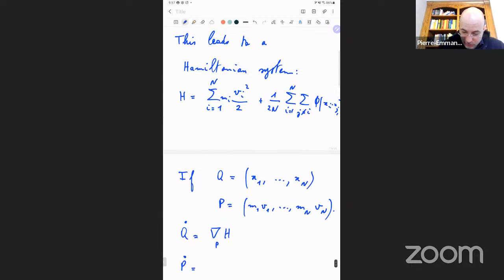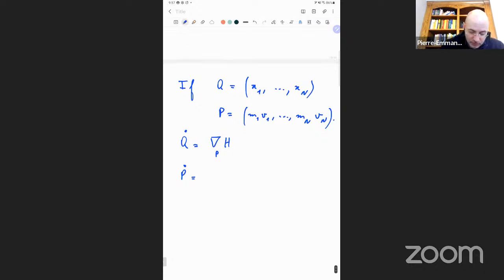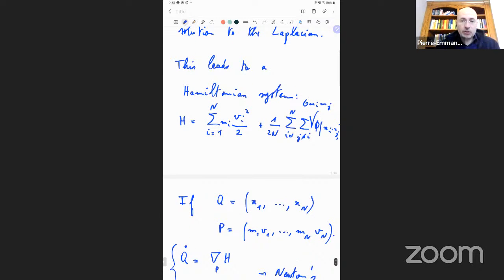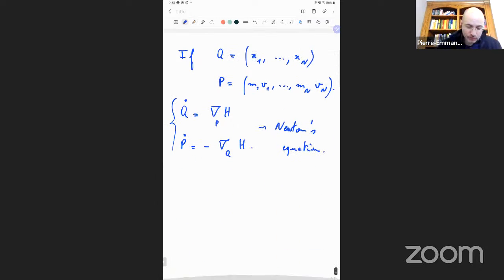And I should put the, sorry, I forgot here the m_i, of course. And P dot is minus the gradient with respect to Q of H. Correct. And so because this automatically preserves the total energy, right? So, all right. And so this is a relatively classical system in physics that we'll find in several cases.